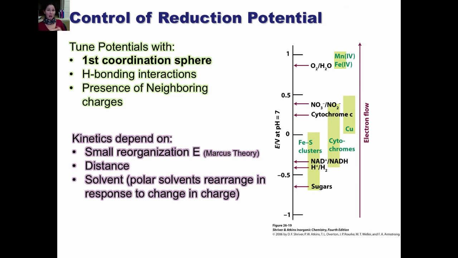When electrons have to hop from one metal center to the other in an outer sphere reaction, the distance between the metal centers is important. And solvent polarity can affect the kinetics, and this is related to the small reorganization energy. Polar solvents must rearrange in response to a change in the charge of the metal center. And so polar solvents can affect basically the amount of reorganization that can happen, and they can change the kinetics and make things either slower or faster depending on what solvent you're dealing with.